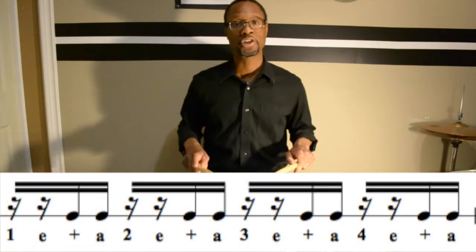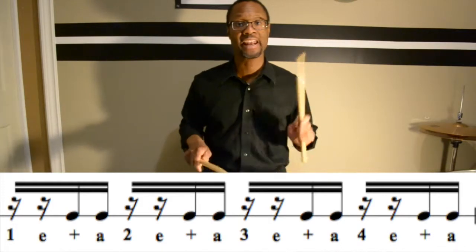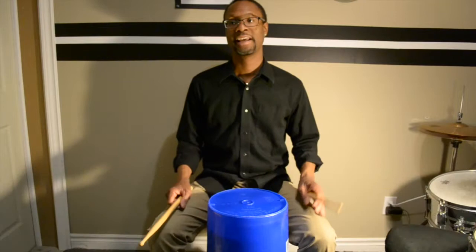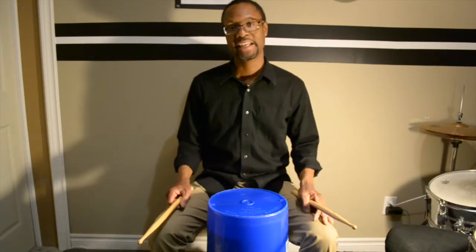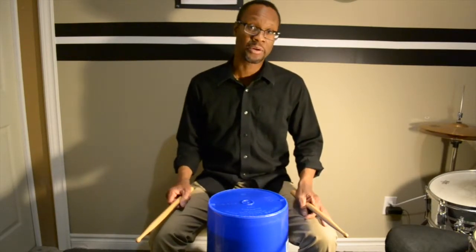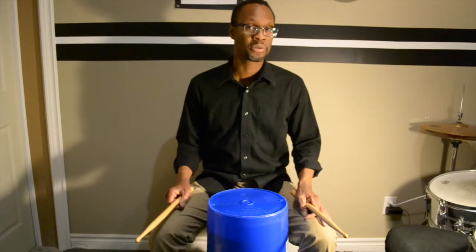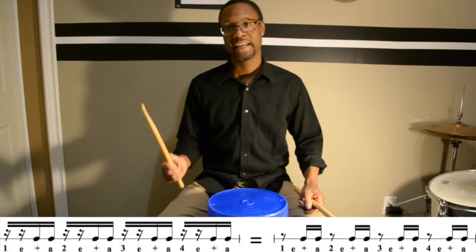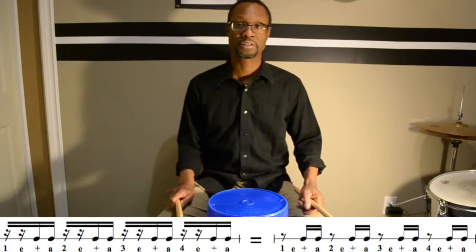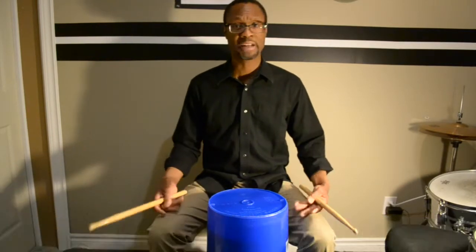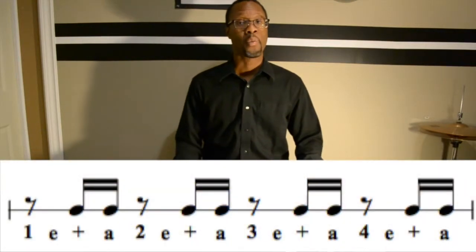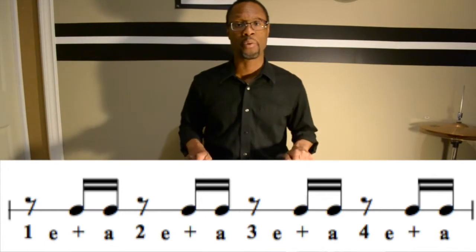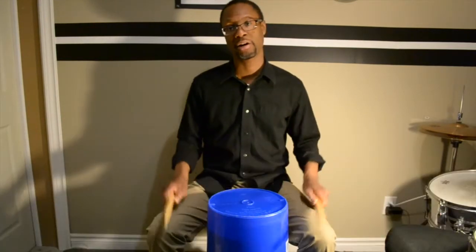1 E, 2 E, 3 E, 4 E. Okay, 2 16th notes side by side can be replaced with an 8th note or an 8th note rest. So this would be written more commonly as an 8th note rest with 2 16th notes right beside it. Again, played the same way. 1 E and 2 E and 3 E and 4 E and, as a full bar of it.